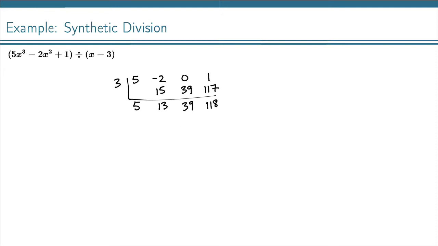Now remember that these are the coefficients of our quotient. So when we divide, we end up with our quotient, 5x squared plus 13x plus 39. And then this right here is our remainder. So we get plus the remainder, and then the remainder, of course, is being divided by the original divisor. So this division right here is equal to this. That's our q of x plus r of x over d of x.